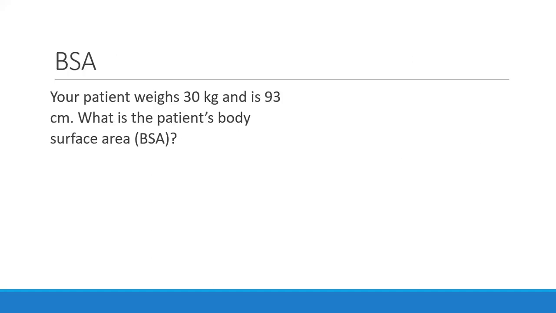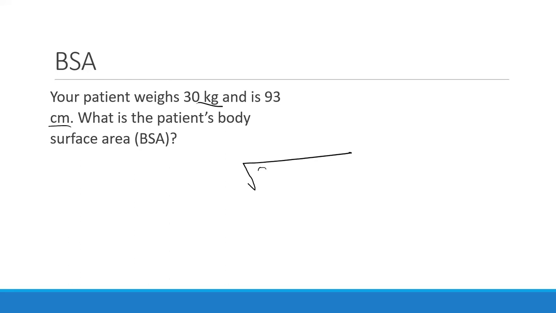Okay, so now we've got this one. Your patient weighs 30 kilograms and is 93 centimeters. What is the patient's body surface area? So look at this. We're using kilograms and we're using centimeters. When do we want to travel to Europe by? That's right, before we turn 36. For any of us who are no longer 36, well, what are you gonna do about it? So we've got 30. We've got 30. Ah, dang it.